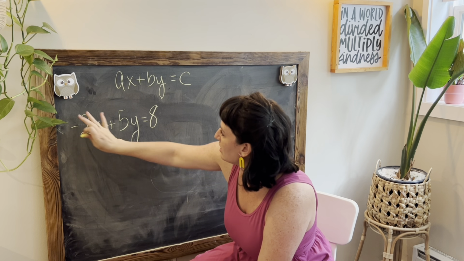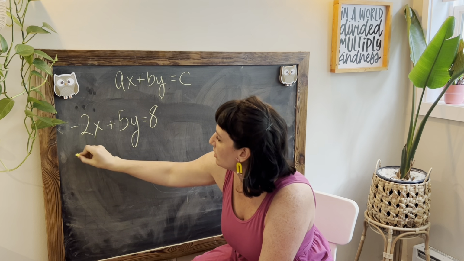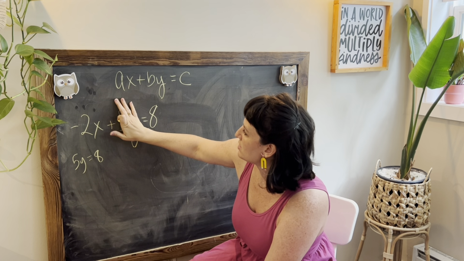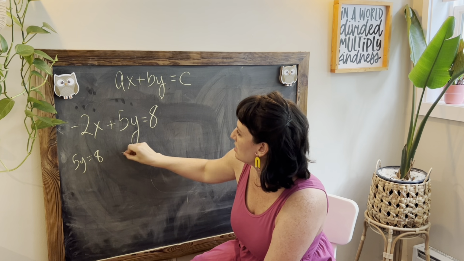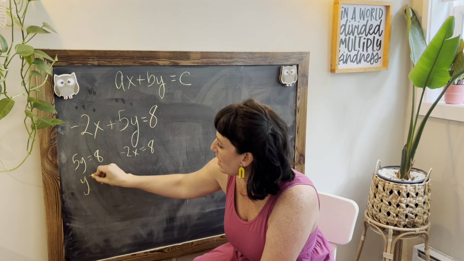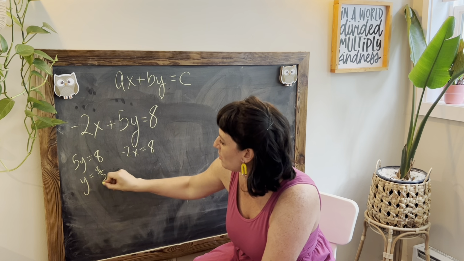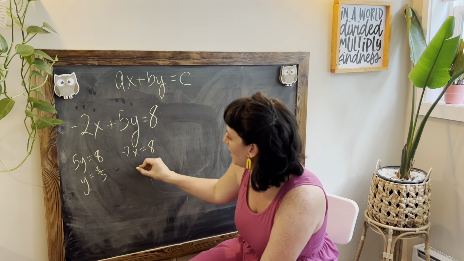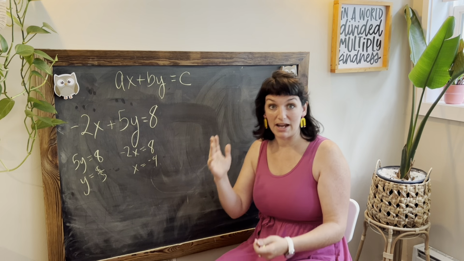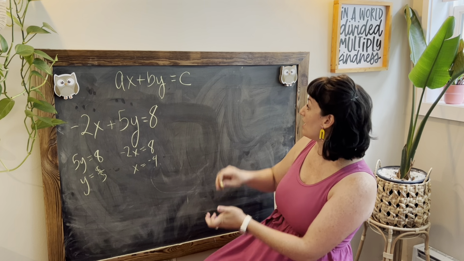So I'm going to get, right, here's cover it up. Little mini equation is 5y equals 8. Plug in 0, cover it up. Little mini equation is negative 2x equals 8. Okay, so y is 8/5. Do not be afraid. It's just a fraction. Math is with you. x is negative 4. I get my x-intercept and my y-intercept.